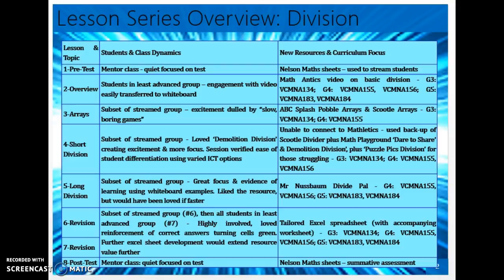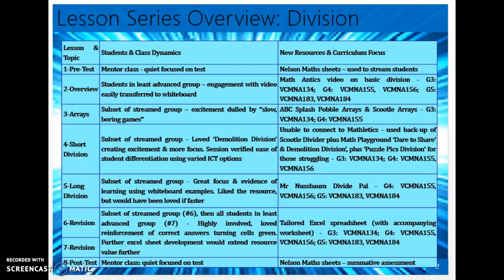The first slide shows the overview of the lesson series I gave, starting with the pre-test in my mental class. There's three Year 4 composite classes at Spotswood where I was placed, and my mental class took on the lowest achieving fluid group. I gave an overview to the entire fluid group before then moving on to lessons to a subset of 4+1 for arrays, short division and long division.